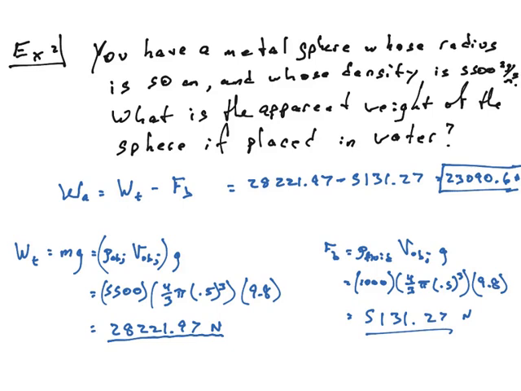So again, fairly straightforward. You put an object in a fluid, you want to know how heavy it feels while it's under the water. Well, first, how heavy is it in reality? That's mg. And then, how much does the water push back? That's the buoyant force. Subtract those two numbers, and that's how heavy it feels to you while it's underwater.